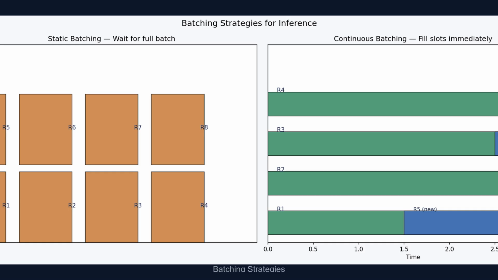Continuous batching on the right fills processing slots the moment they become available. As soon as one request finishes and frees a slot, the next queued request moves in, no waiting for a full batch to assemble. The result is significantly higher GPU utilization under variable load, which translates directly to more requests served per second with the same hardware. vLLM's paged attention system implements continuous batching natively, which is a large part of why it leads on throughput benchmarks.